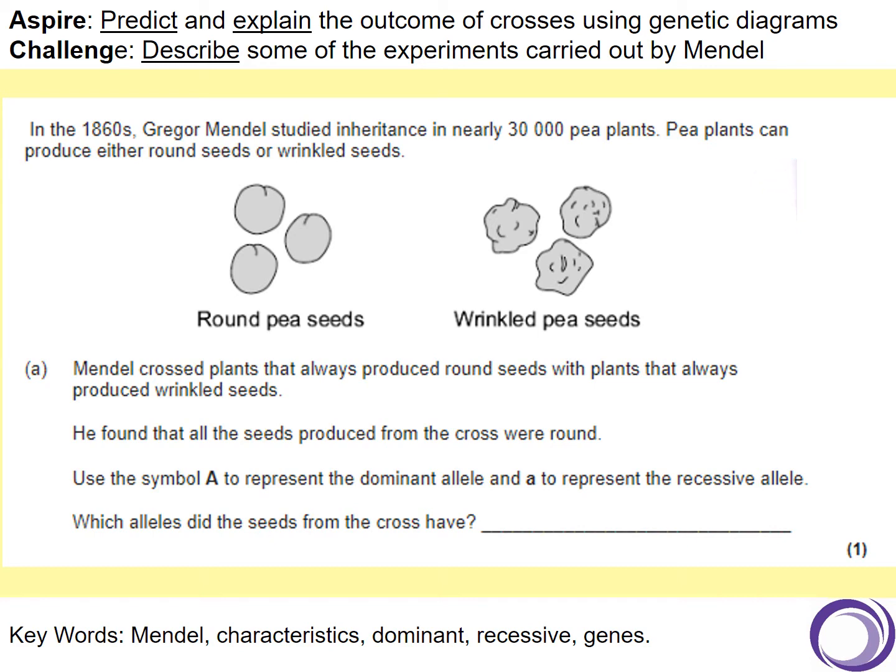Okay, brilliant. So the alleles that the seeds from the cross must have are heterozygous, one capital A, one lowercase a. The reason for that is they are all round, but they inherited alleles from a parent that was all wrinkled. So one parent must have been capital A, the other parent lowercase a, meaning that all the offspring will be heterozygous because they can only inherit the dominant allele from one parent and the recessive allele from the other.